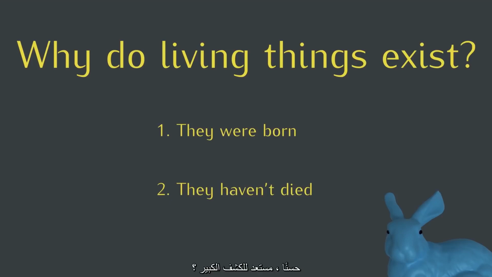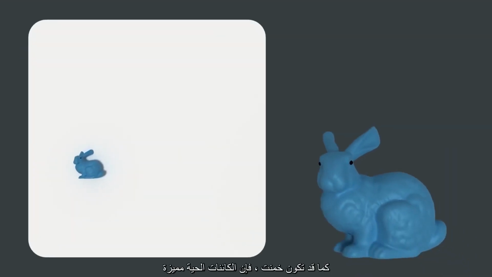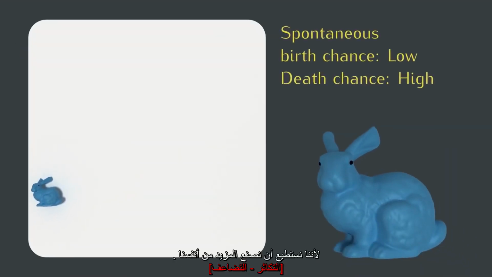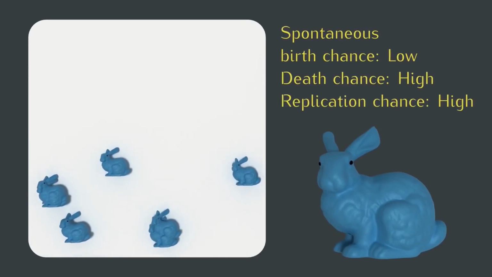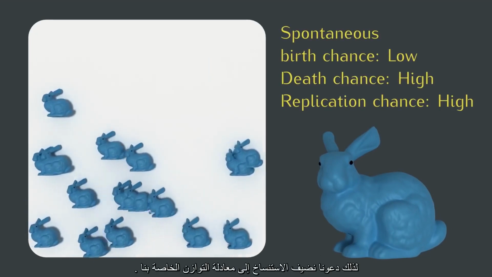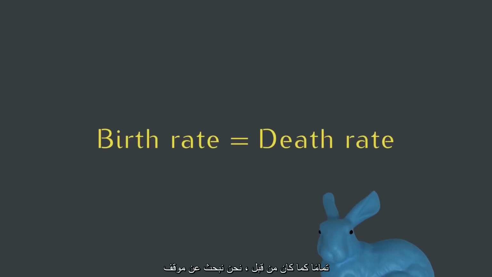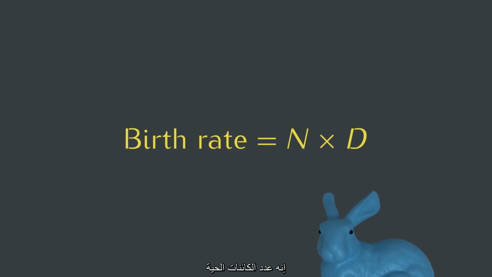Alright, ready for the big reveal? As you may have guessed, living things are special because we can make more of ourselves. We have an extra parameter in our simulation, a chance to replicate. So let's add replication to our equilibrium equation. Just like before, we're looking for a situation where the birth rate is equal to the death rate. The overall death rate is just like it was before. It's the number of live creatures times the likelihood of each creature to die.